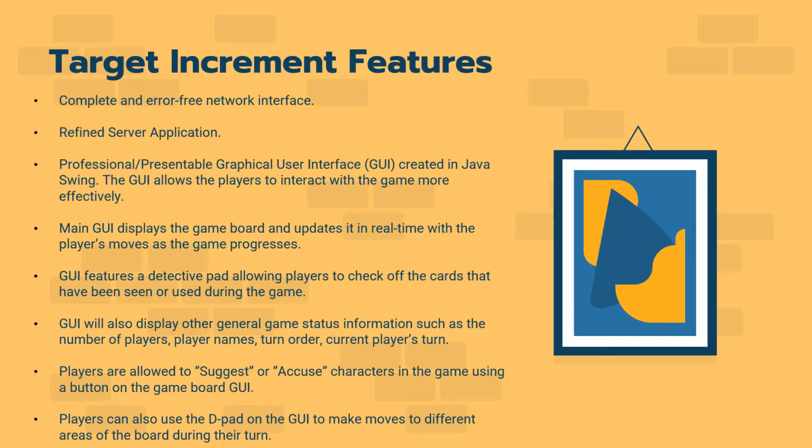allow players to interact with the game on a more efficient and enjoyable level, a main GUI interface that features a game board and updates the game in real time with data such as the player's moves and the current player's turn, a detective pad that allows the players to check off the game cards that have been seen during the game, buttons featuring game actions such as suggest and accuse, and finally, a D-pad was added to the GUI to allow players to quickly and easily move to different areas around the game board during gameplay.